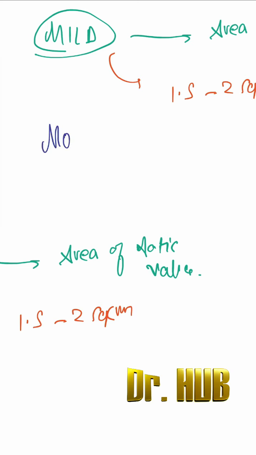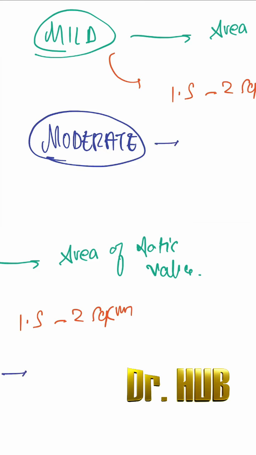Next we move on to the moderate variety. So we saw mild and then we move on to the moderate type. In terms of the moderate type, it is going to be 1 to 1.5 square centimeters. So when you are moving from mild, it has a maximum area, and in severe, it has a reducing area.